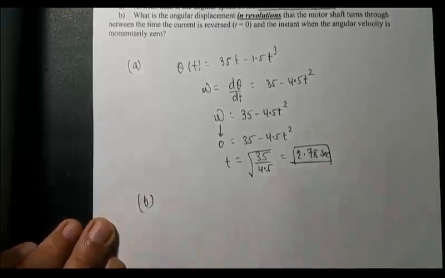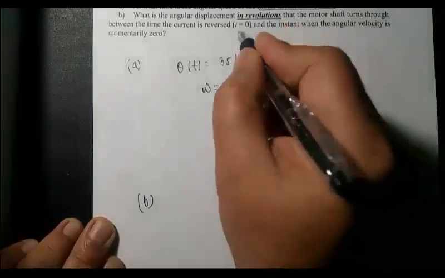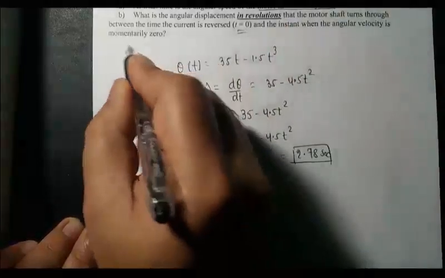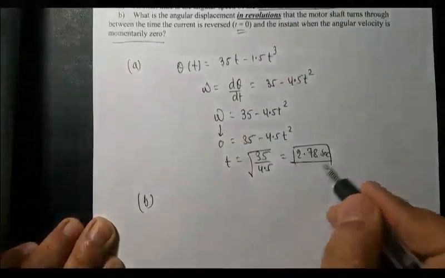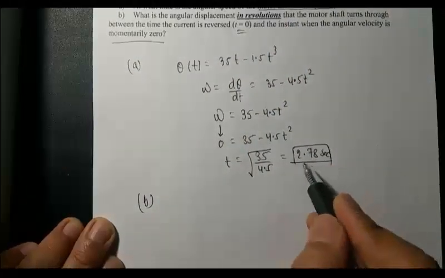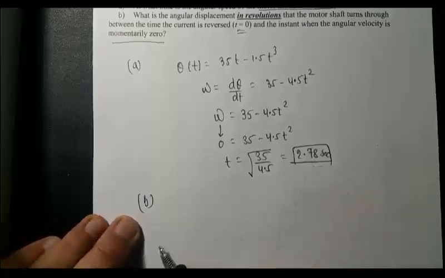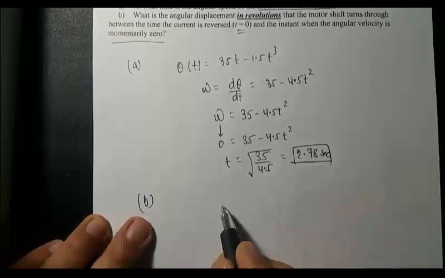So the second part is, what is the angular displacement in revolutions that the motor shaft turns through between the time the current is reversed and the time the angular velocity is momentarily zero? So during this time, 2.78 seconds, what's the total number of revolutions that this motor makes?